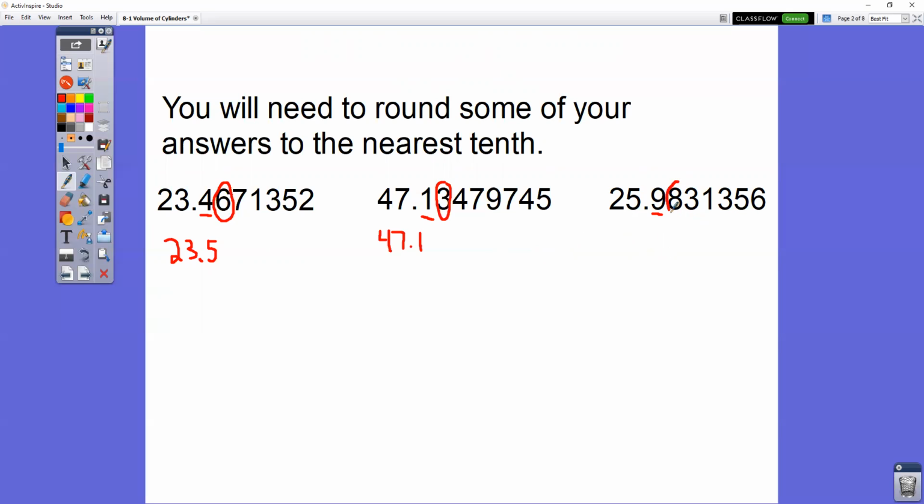You have to look at the number after it. This number after it is 5 or higher, so this 9 rounds up. Now, don't do something silly and put 25.10 for 10, all right? 9 does round to 10, but what happens is this rounds to be 26 or 26.0. This 9 rounds to a 10, but we have to add 1 to the 5, so that becomes a 6. So you could either write 26 or 26.0. Either answer would be fine.